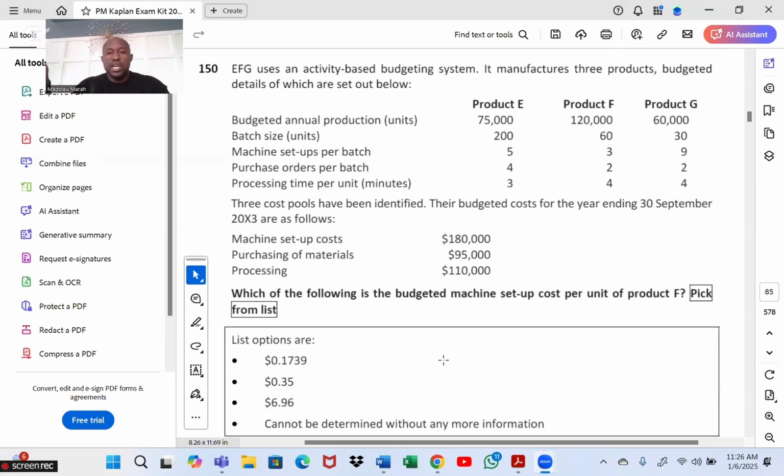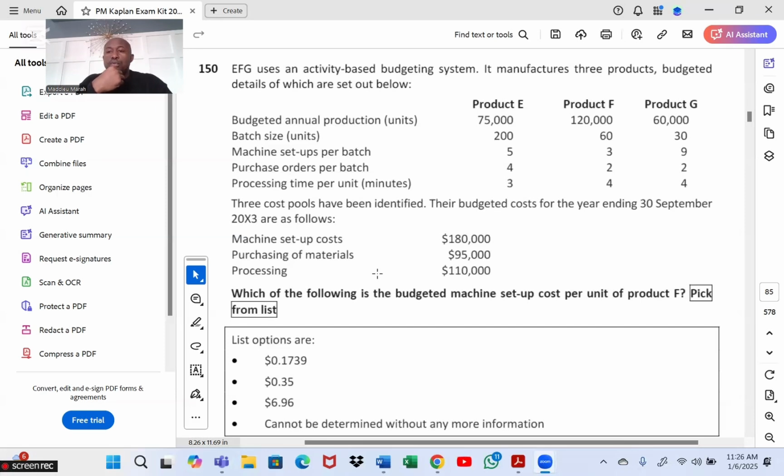So we have three products here, product E, F, and G. EFG uses an activity-based budgeting system. So they're using an activity-based budgeting system coming from activity-based costing. You know, in activity-based costing, we need to identify the cost driver. So we calculate the cost driver rate.